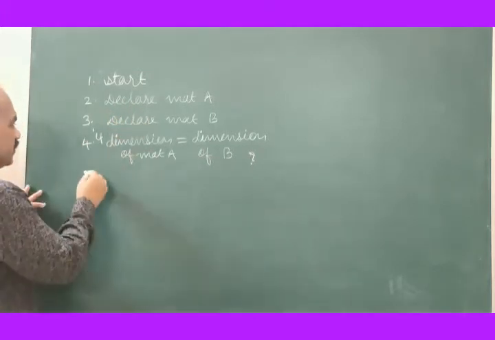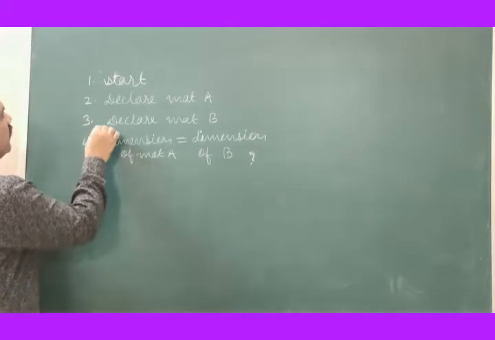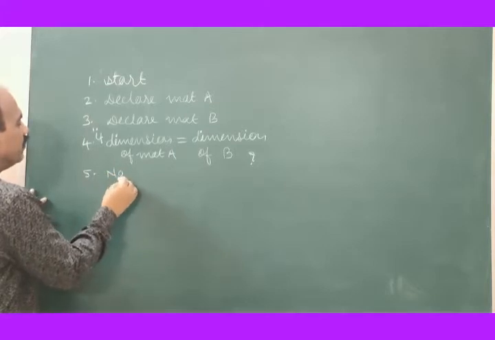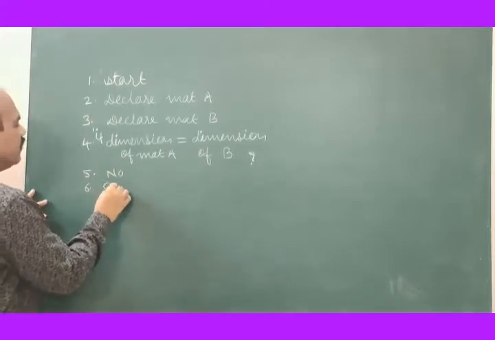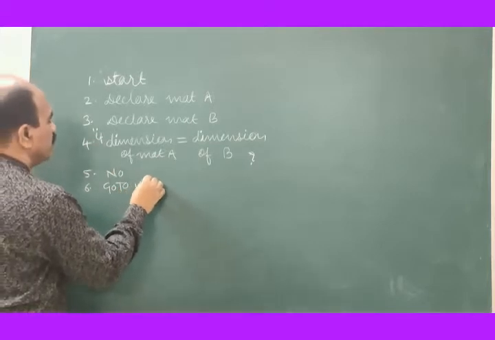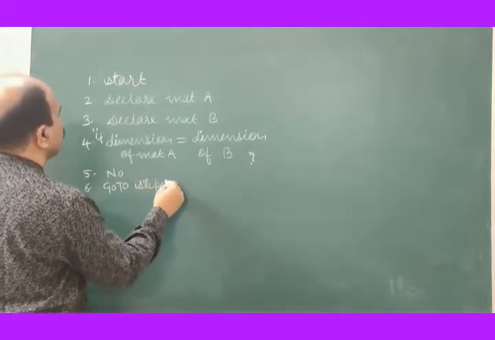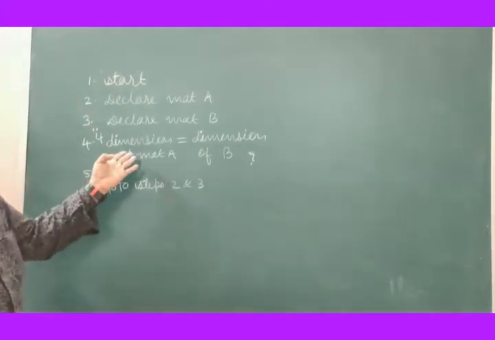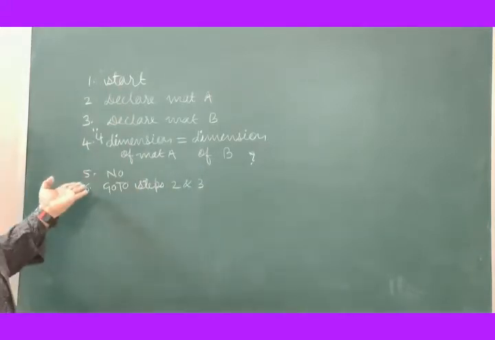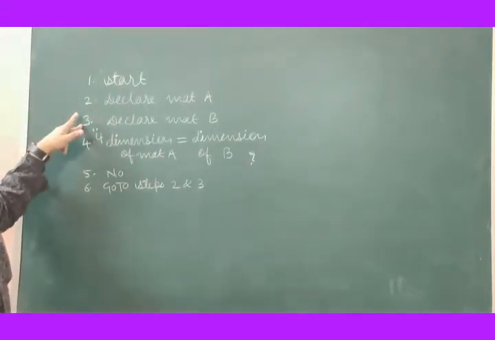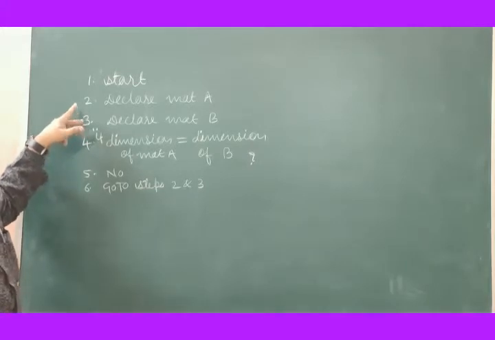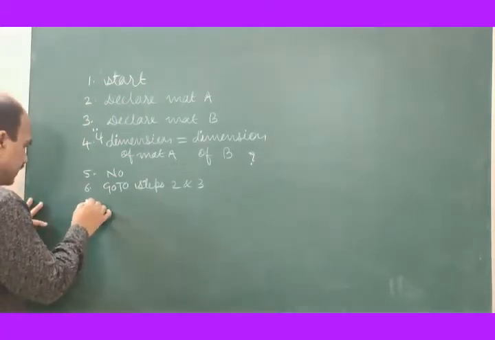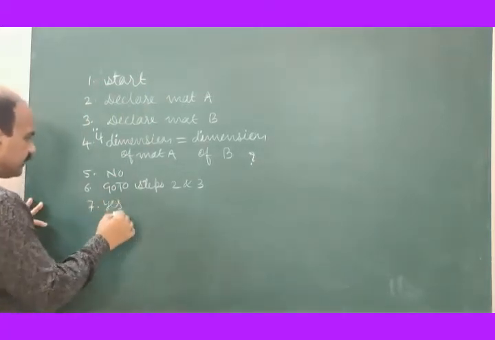If no, go to steps 2 and 3. If the dimensions of A are not equal to the dimensions of B, go back to step 2 and step 3 and declare correct dimensions for A and B. If the answer is yes, then continue.